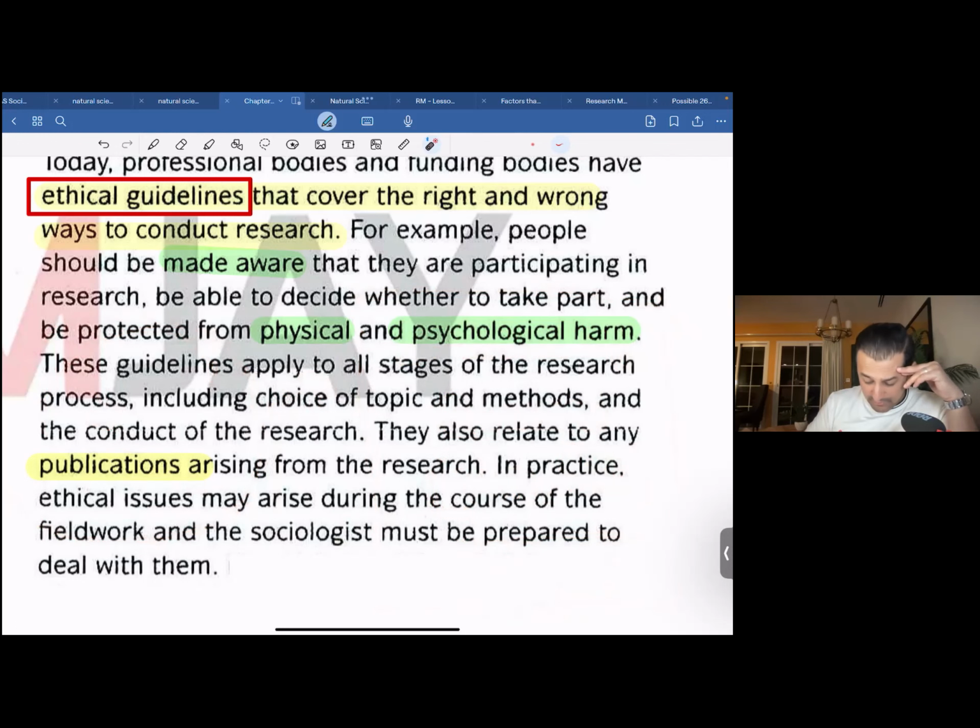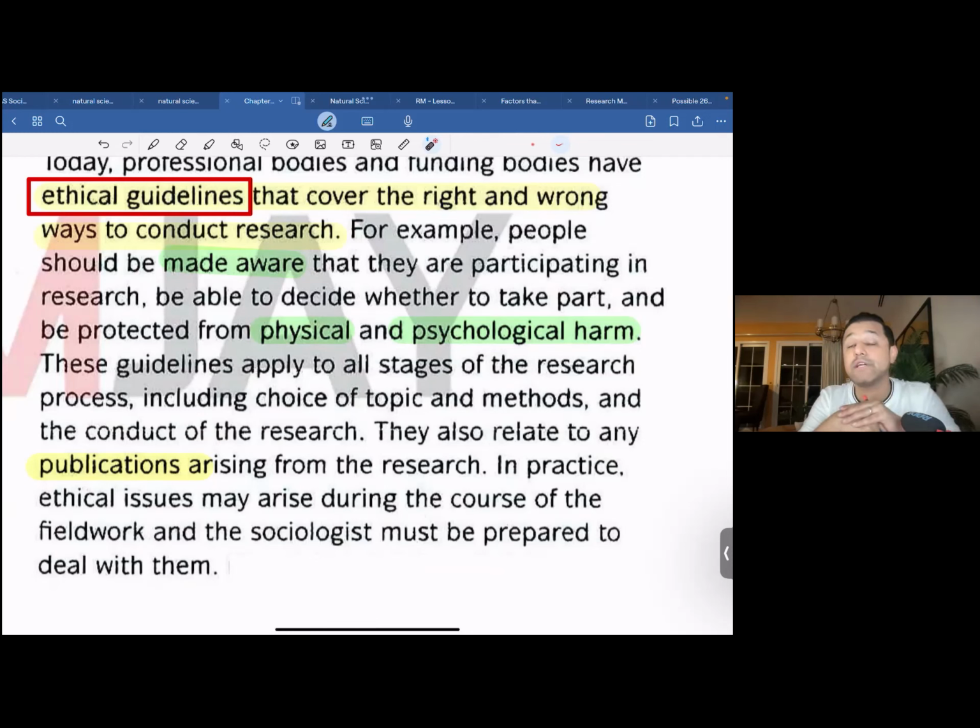So in practice, ethical issues may arise during the course of the fieldwork, and the sociologist must be prepared to deal with them, right? The ethical guidelines very explicitly clarify that consent should be taken and participants not deceived. Nonetheless, there are many situations when you are actually getting to work. Many sociologists, in their defense, say that if they tell participants that they'd be conducting research on them, that would lead to the Hawthorne effect.